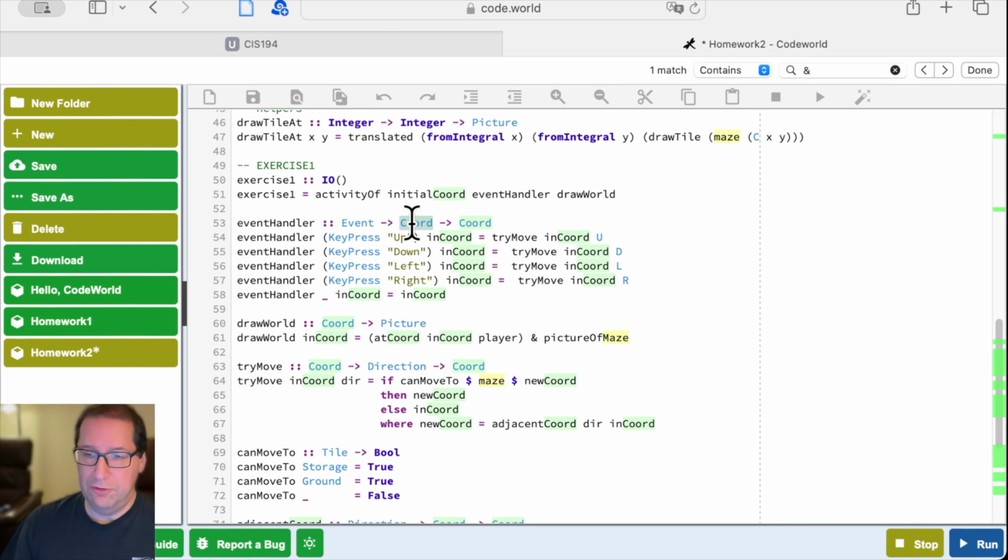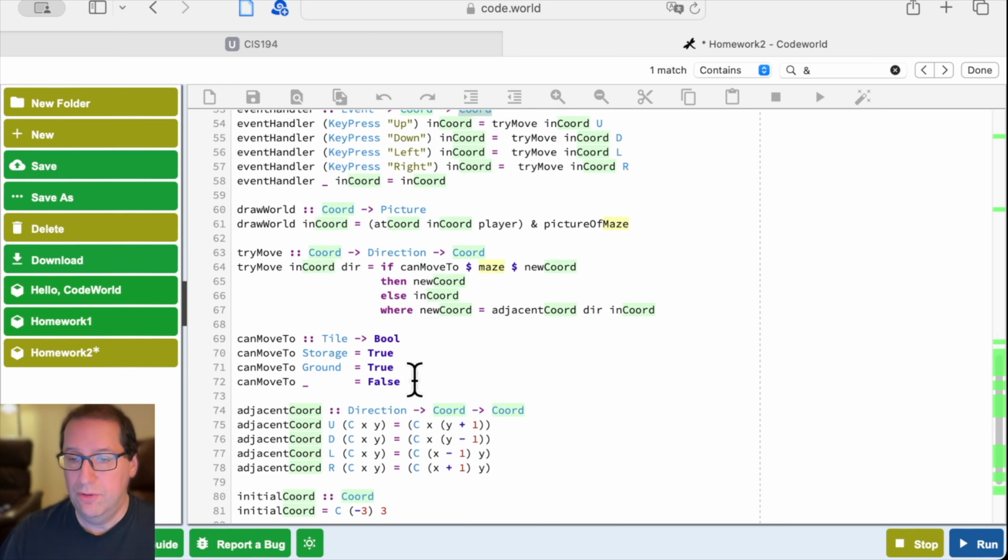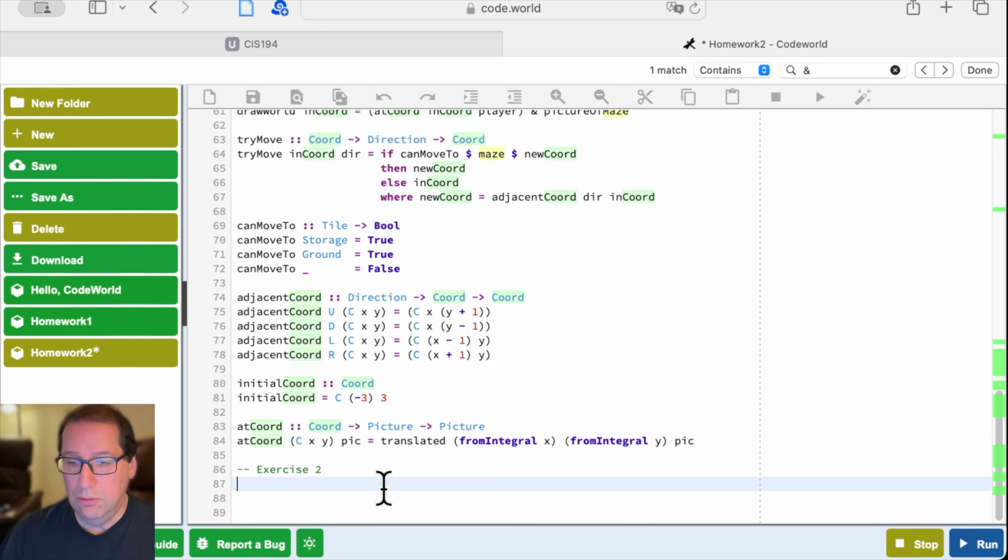So that implies that at a bare minimum, we're going to have to rewrite every function from Exercise 1 that takes a coordinate. Instead of taking a coordinate, it's now going to need some more involved structure that represents the state of the world. So what is this structure called? I'm just going to call it state. I think I can call it that. I don't think that's a keyword. And what does that state have?